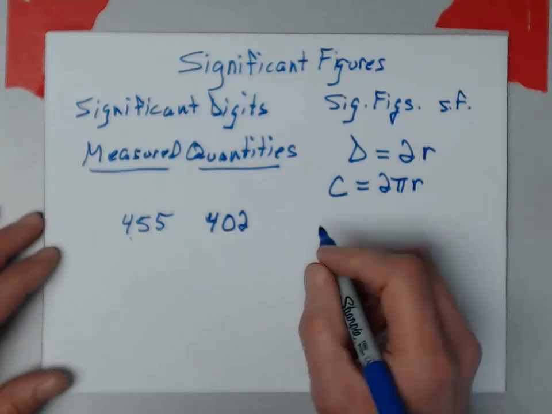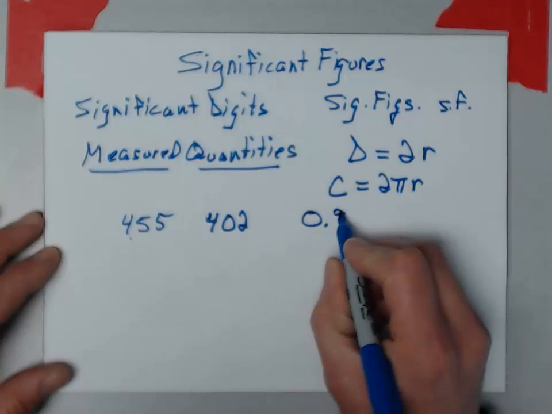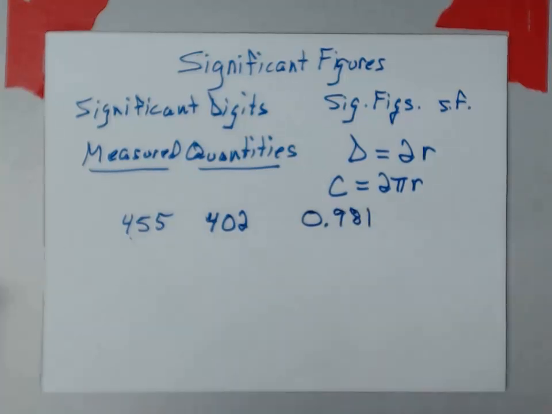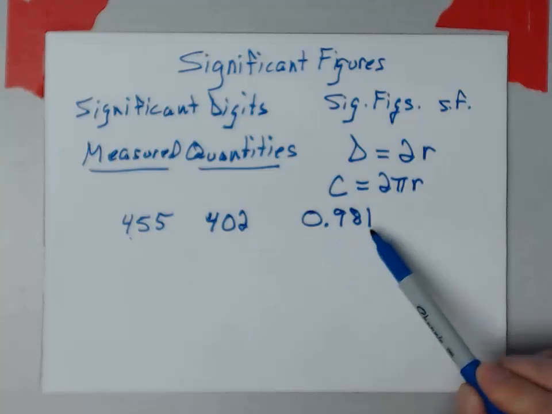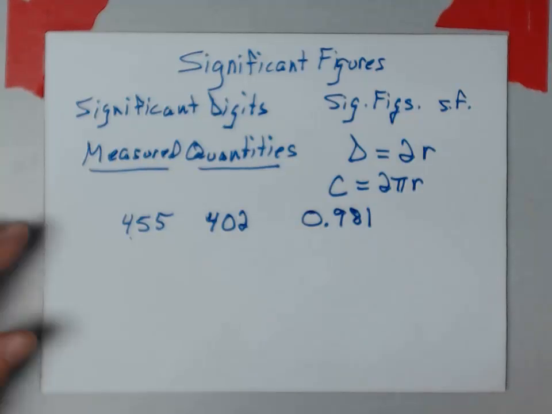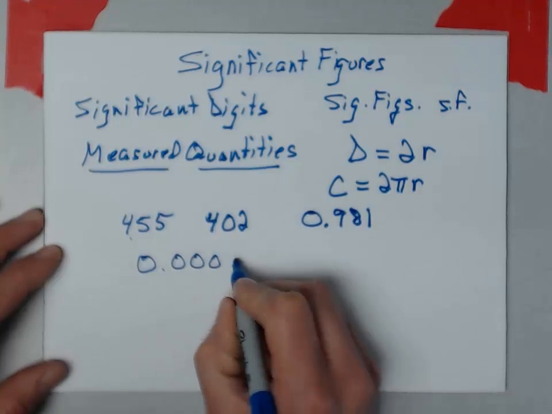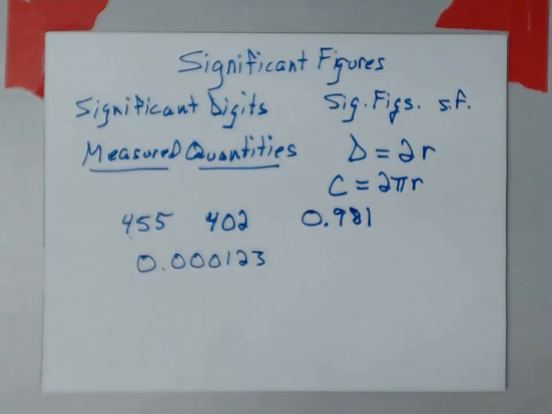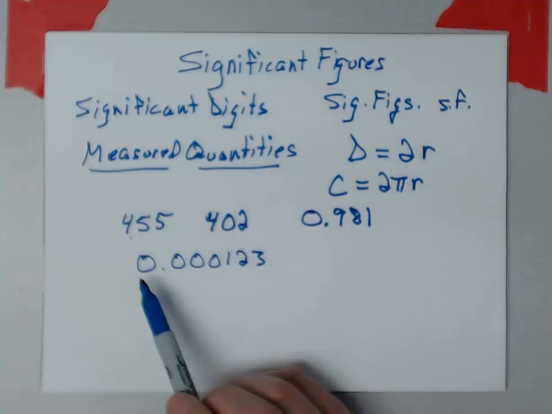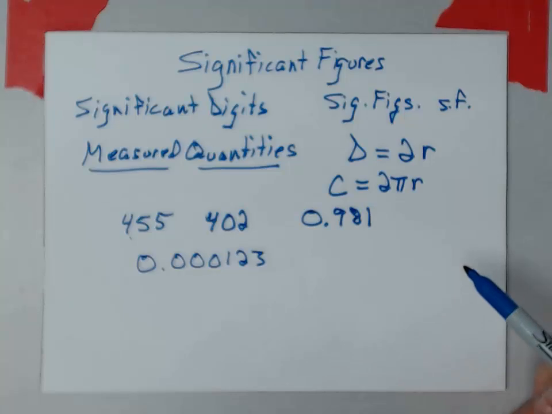Here's another number that has 3 significant figures, 0.981. This one has 3 significant figures as well. That 0 out here is not considered significant. In fact, let me show you something else. If I have the number 0.000123, this also has 3 significant figures. These leading zeros on the left side are not considered significant.